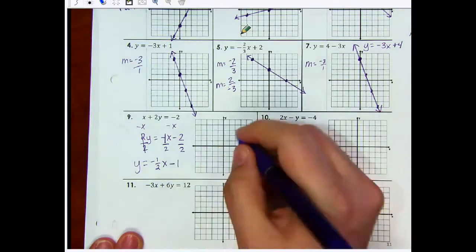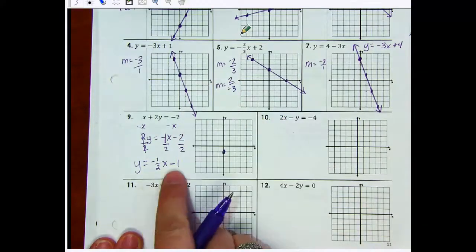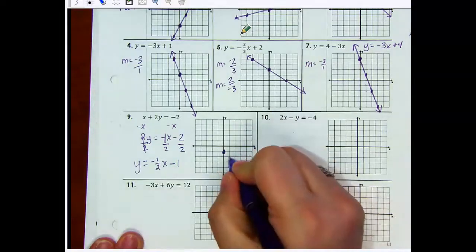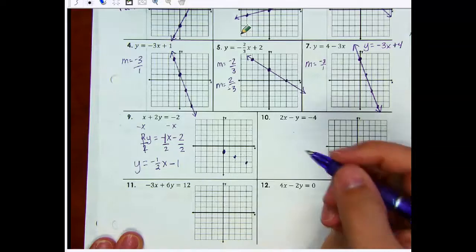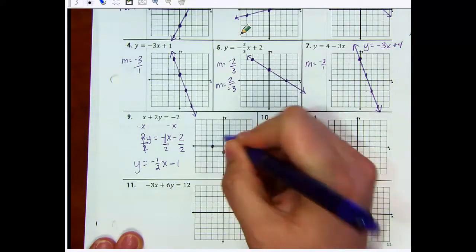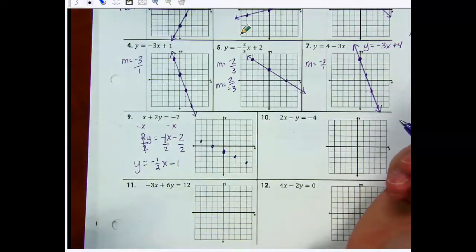All right, and then when I graph this, I'm going to start at negative 1, just like I would have up here. So negative 1. And then my slope tells me to go down 1, right 2. Down 1, right 2. And if you want to do a few the other way, you would go up 1, left 2. Up 1, left 2.